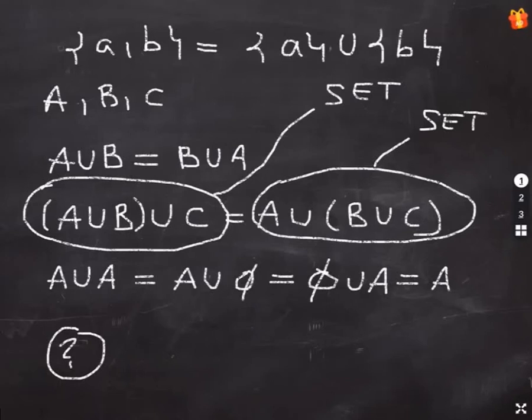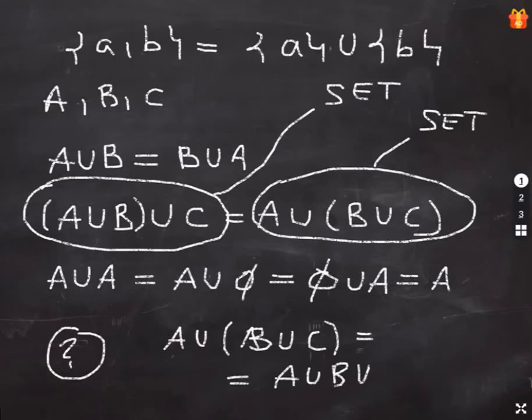Okay, and because of this lemma, you don't need to use parentheses when you have multiple unions, so that A union B union C is going to be A union B union C.